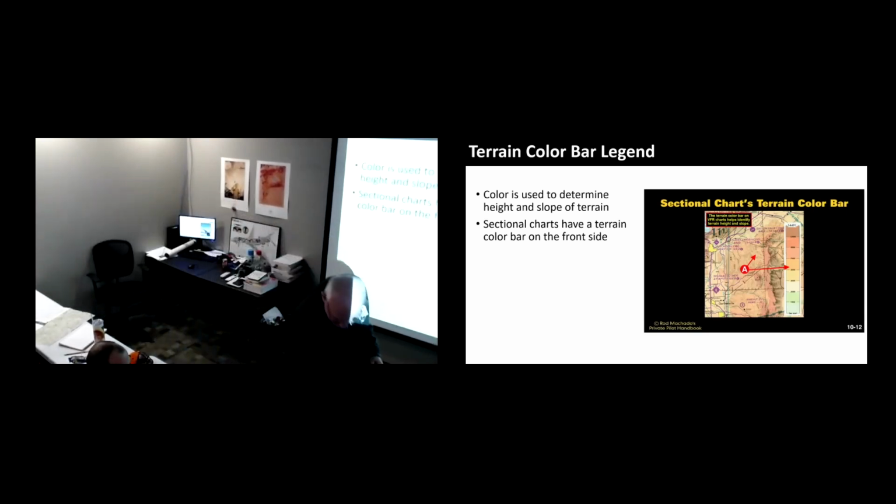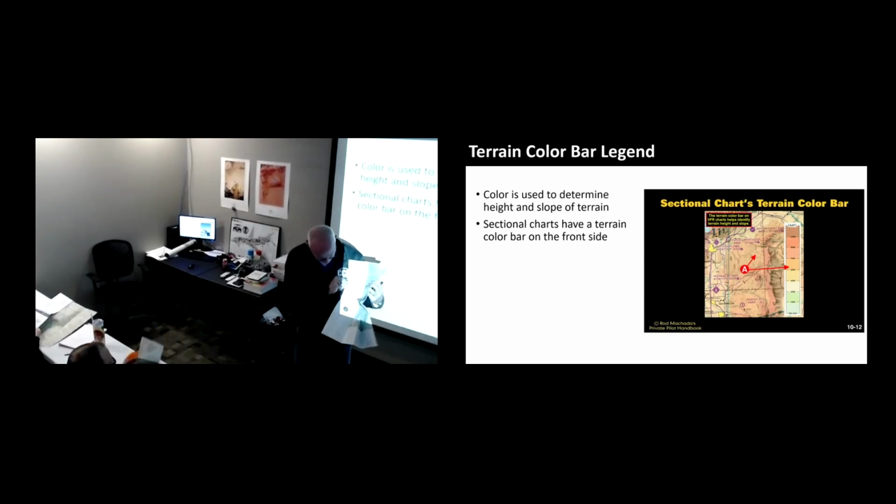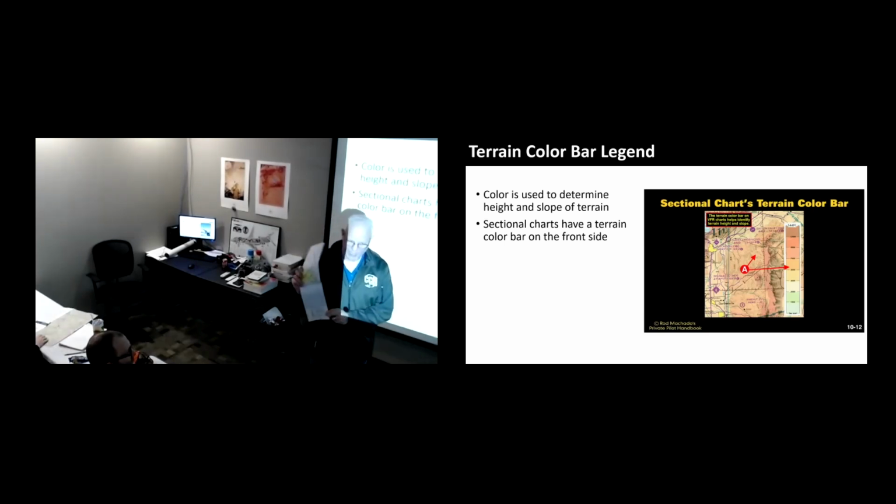On these charts, it's right on the inside of one panel, at the bottom of your chart. This one right here. There you go, yeah. Open it up, it's right at the bottom there, it talks about colors and contour.